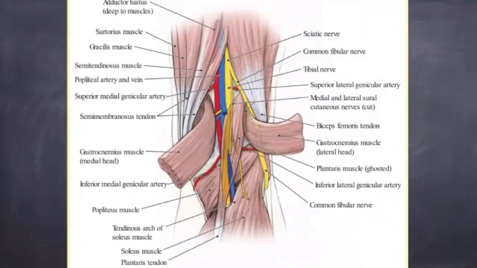Now this is more clear than the previous one. Tibial nerve, common fibular nerve. Tibial nerve, popliteal artery and vein. The popliteal artery along with its branches, superior branches and inferior branches, which we are going to discuss.